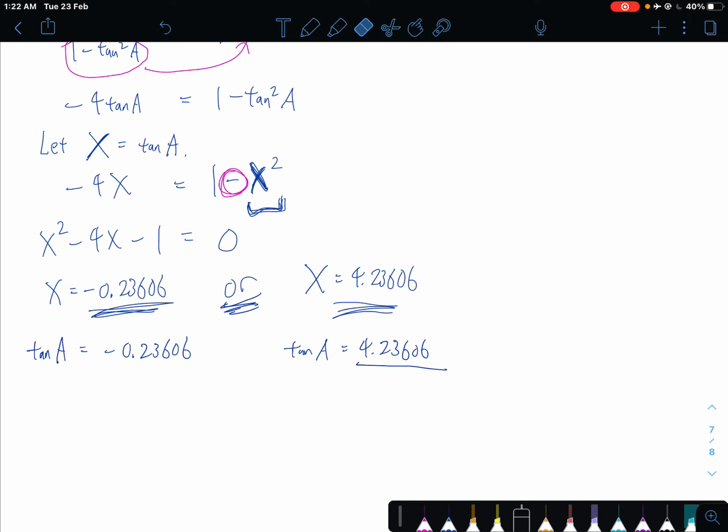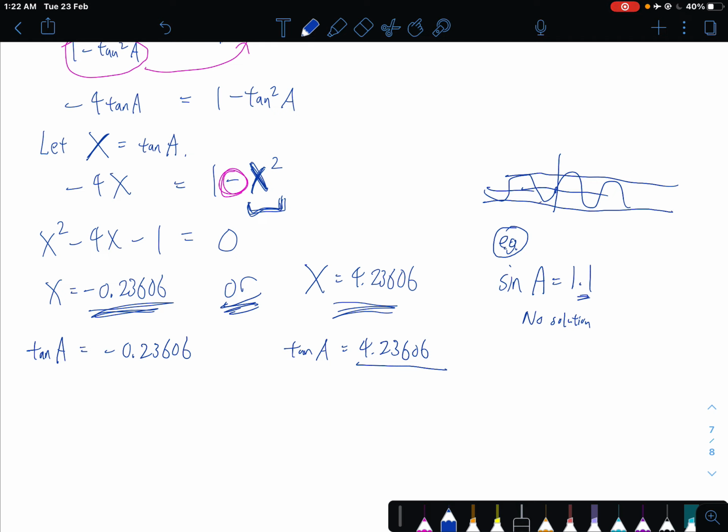That rule only applies to, for example, not relevant to the question, sine of A equals 1.1, something more than 1. Then no solution. This one is no solution. Why? Because look at the sine curve. Where's the maximum? Where's the minimum? Every single time, maximum, minimum, maximum, minimum. y equals 1, y equals -1.